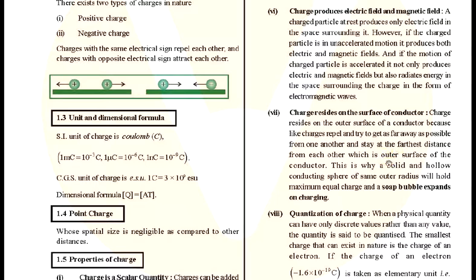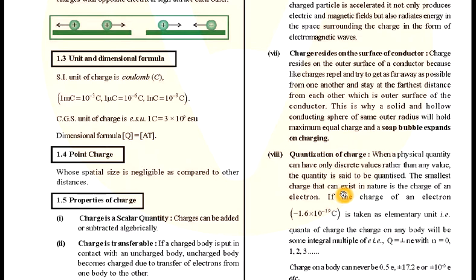So that is why a solid and a hollow conducting sphere of the same outer radius, where we have a solid conductor and the second is a hollow conducting sphere, which means it is empty from within, will hold maximum equal charge because charge will reside on its surface, not within the conductor. Okay, now look at the eighth property, quantization of charge.